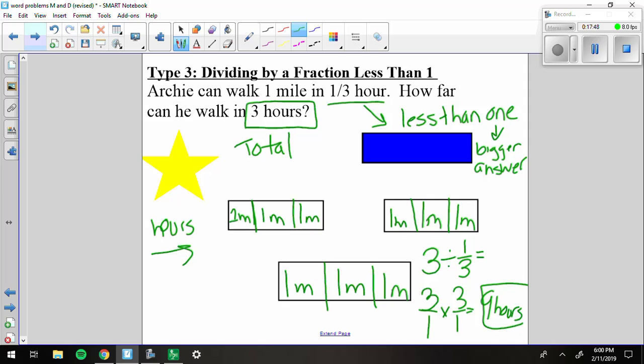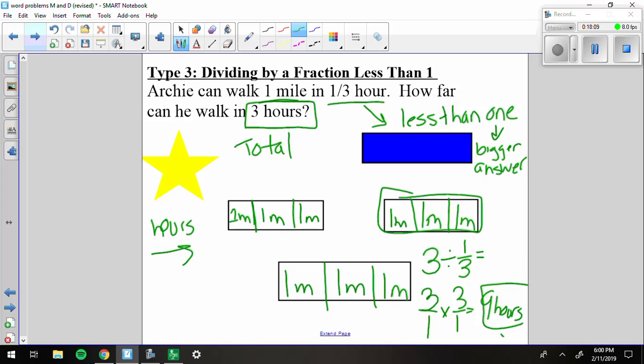Our quotient is larger than our total because we're dividing our total into fractions less than 1. Each one of these hours is getting smaller. It's going down into 1/3 of an hour. So that's broken down into 9 parts. In each part, he walks 1 mile, so that's 9 miles.